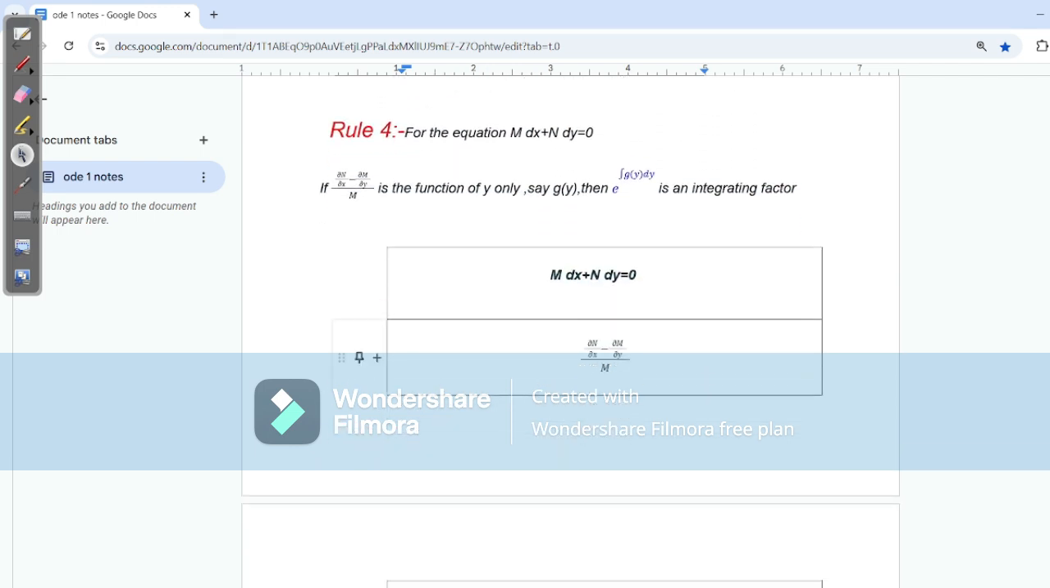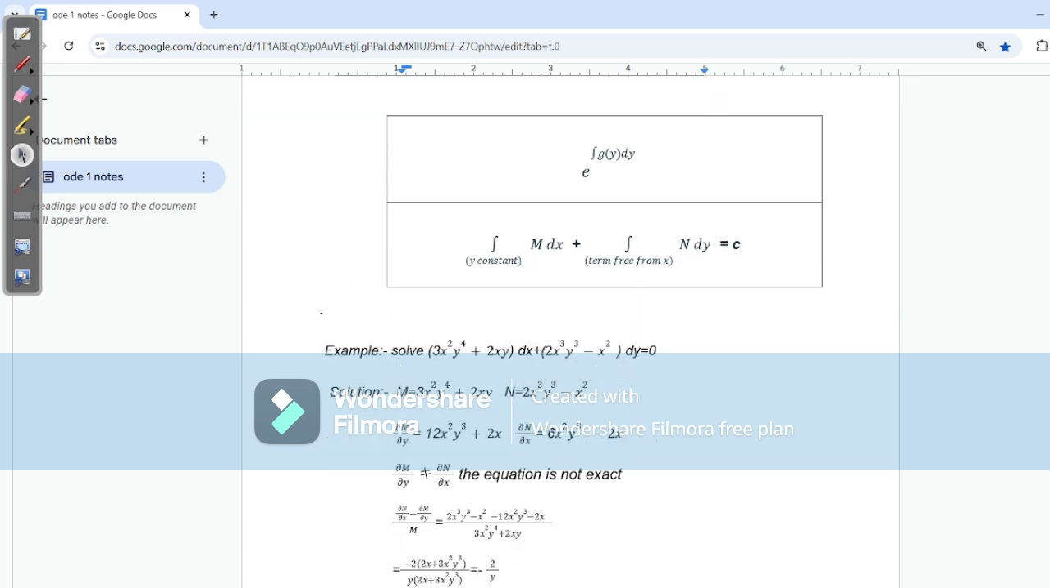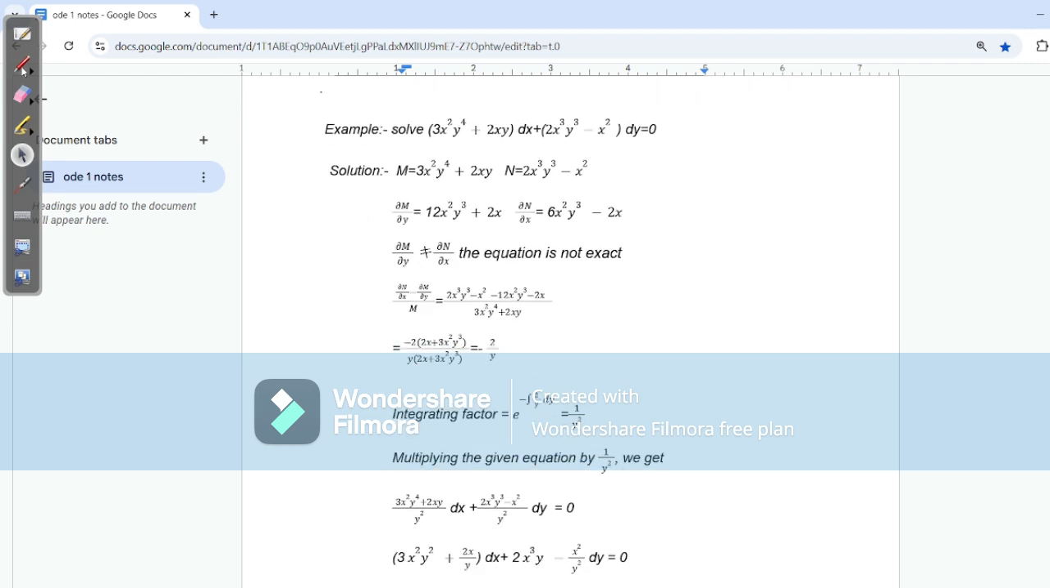Now for the equation M dx plus N dy equals 0, this is the equation which has been formed. If dou N by dou x minus dou M by dou y, divided by M, is a function of y only, say g of y, then e power integral g of y dy is an integrating factor. So these are the steps which have been involved: M dx plus N dy equals 0, dou N by dou x minus dou M by dou y by M. We have to check this out. Now this is the integrating factor e power integral g of y dy, and this is the required solution which has been formed here.